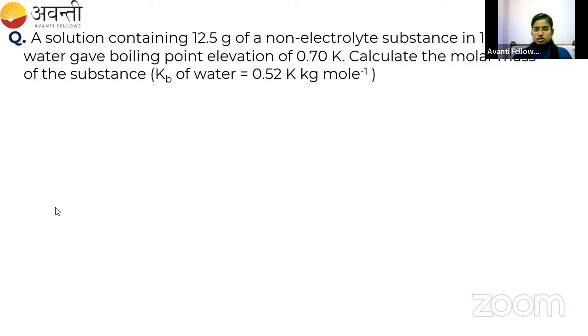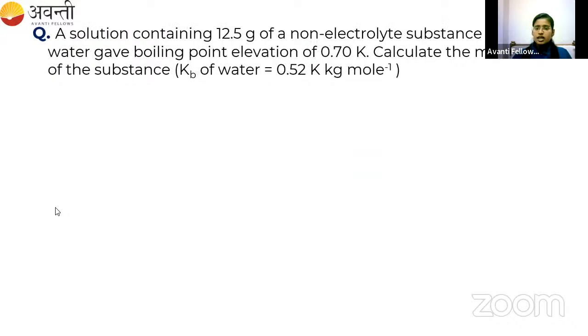This is the question. A solution containing 12.5 gram of a non-electrolyte substance in 175 gram of water gave boiling point elevation of 0.70 Kelvin. Calculate the molar mass of the substance. And Kb for water is given here. So how to solve this?